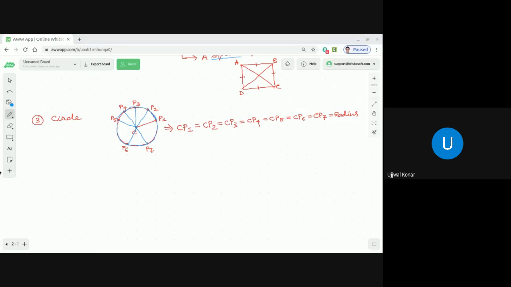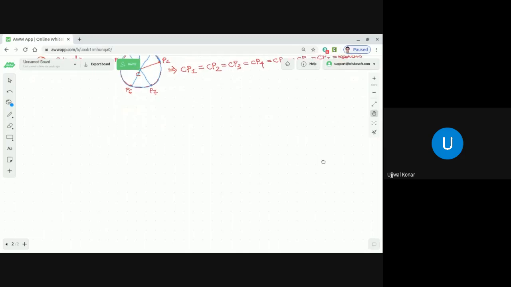Now the next point we are going to discuss is the condition of collinearity of 3 points. Under what condition can we say that 3 points are collinear? That means they are on the same line, and that we are going to discuss now. Listen very carefully, that is important.